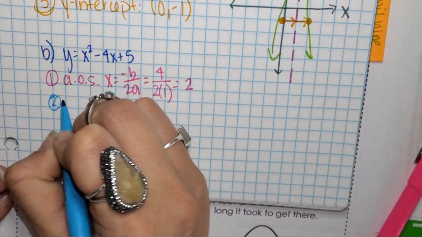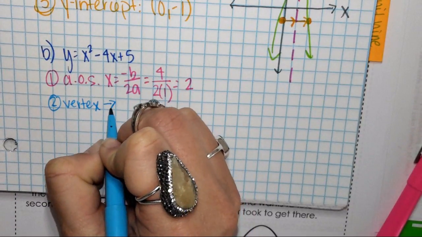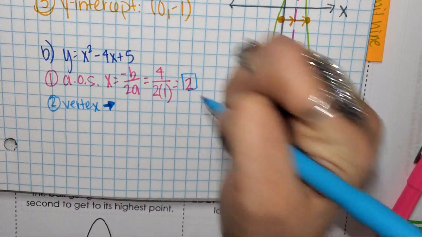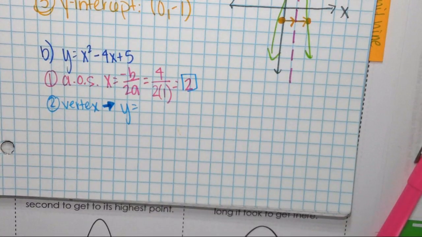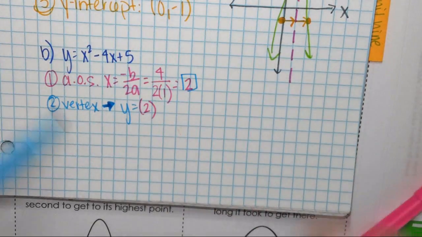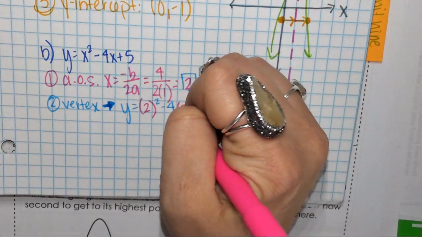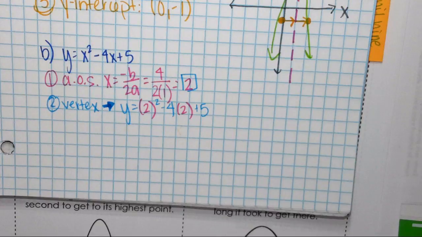All right, step 2 is our vertex. And what are we going to do with that 2 to find our vertex? Plug it in to get y. Good. So y equals, everywhere I see an x, what am I going to put? A 2. All right, work that out. Tell me what you get.